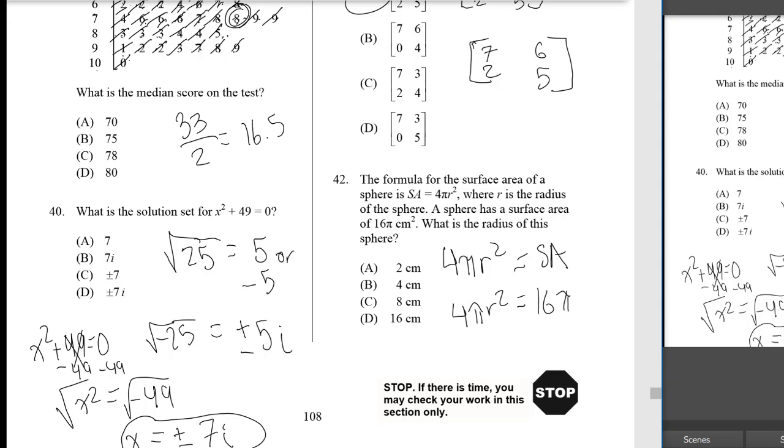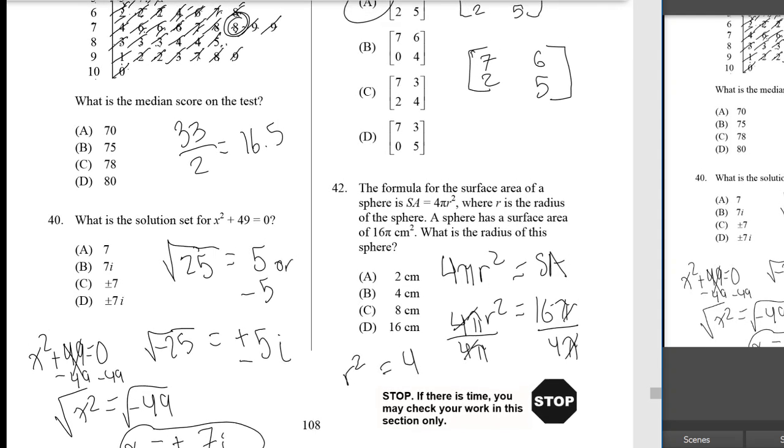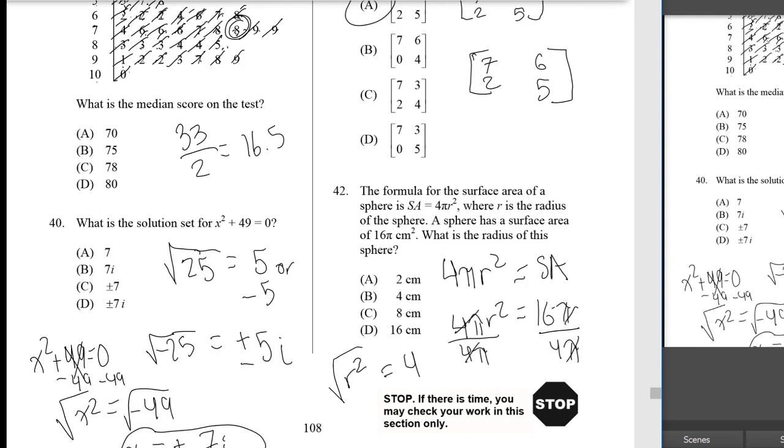So now it's just simply solving. The first thing I can do is divide by 4 pi. That's gone, divide by 4 pi. I'm just left with r squared is equal to, well, these pi's cancel out, and 16 divided by 4 is just 4. So r squared is equal to 4. The inverse of r squared is the square root. The square root of r squared, r, is equal to 2.